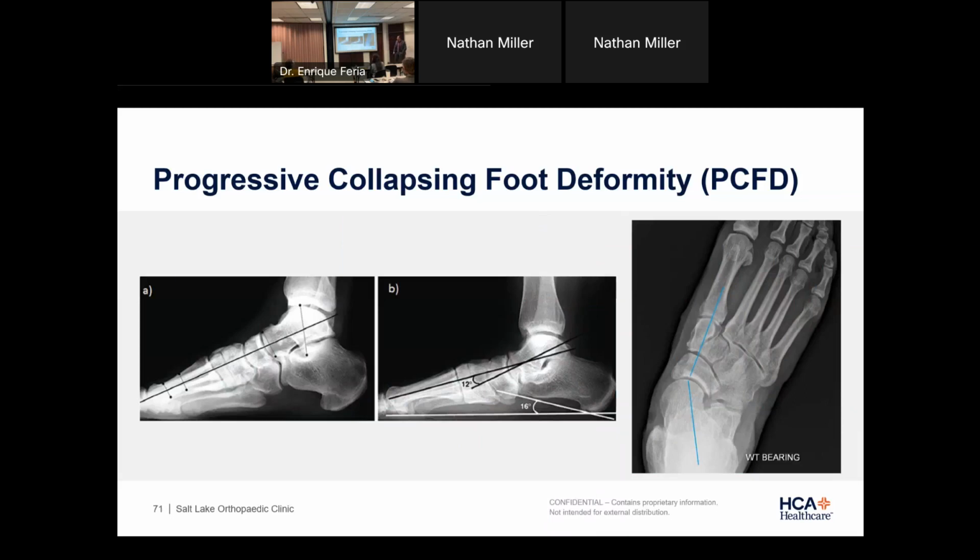And just samples of x-rays of what that looks like, A being what a normal x-ray typically looks like. And as you start to get flat, you can see this line is typically collinear throughout your foot. As you're getting flat, you can see how that starts to dip down. And on this x-ray, looking at your foot from the top, you can see how the forefoot's swinging out and you're getting uncoverage of this bone right here.